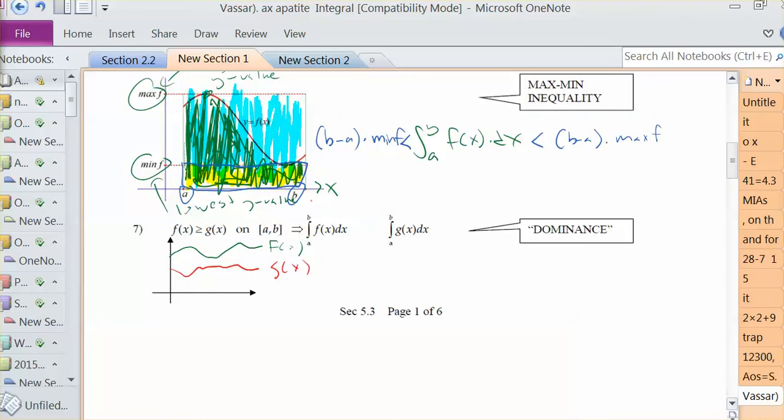Then we know for a fact that the integral of f of x from a to b is always going to be greater than or equal to the area of g of x between a and b, given that f of x is greater than or equal to g of x, because the area between the curve and the x-axis for f of x will be more than the area between the curve and the x-axis for g of x. So we call this dominance.